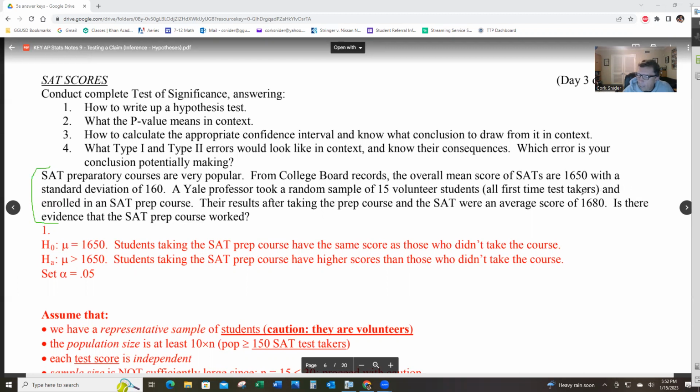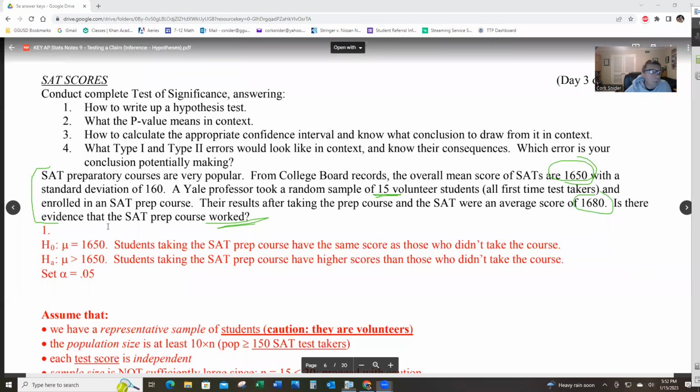All right, so check this out. They got a little higher score, about 30 points higher, correct? Over 15 kids. That's not a lot of people, but they did get a little higher. Okay, looking for evidence. Again, a one-question question. Really cool. So let's give it a go, okay?